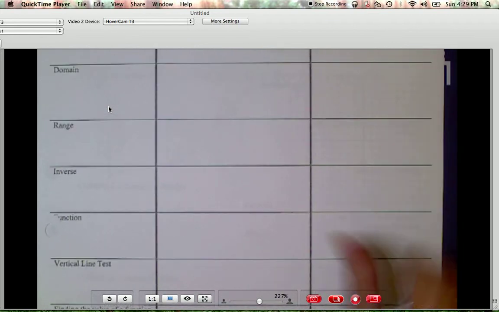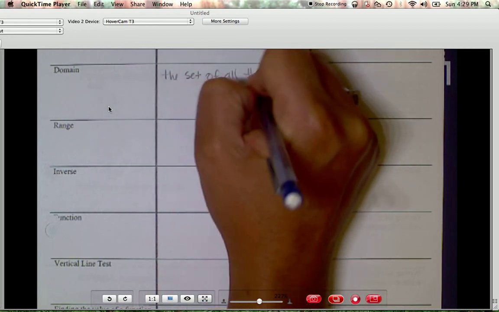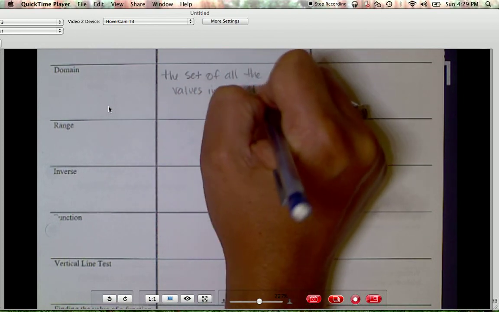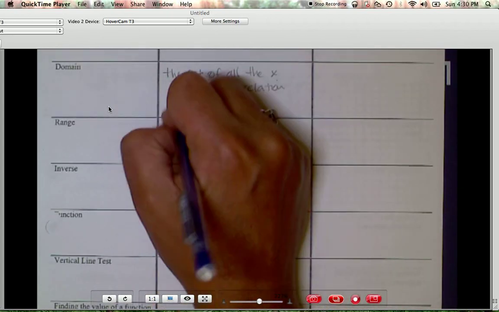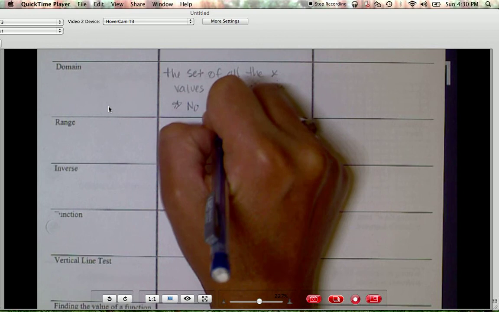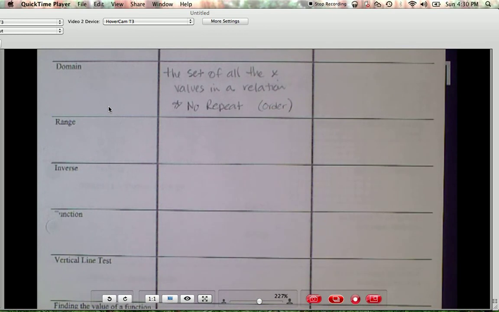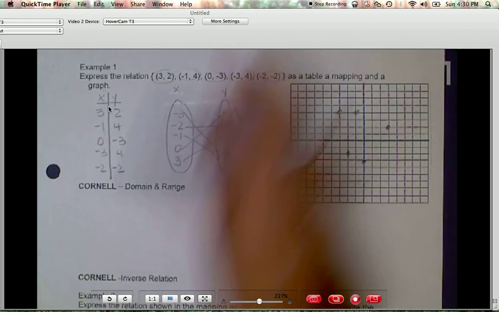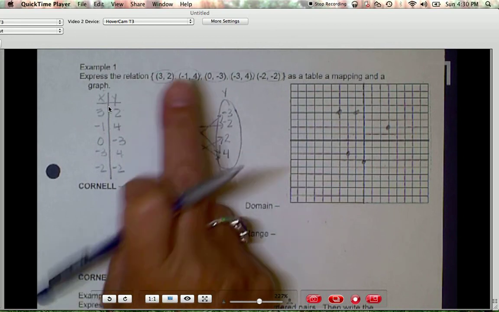The domain is the set of all the x values in a relation. All right, and if we're writing the domain, it is similar to the mapping. There's no repeat. And usually we put them in order from smallest to largest. But it's not wrong if you don't put them in order. Okay? So the domain for this comes easiest from the mapping because we already put them in order here.